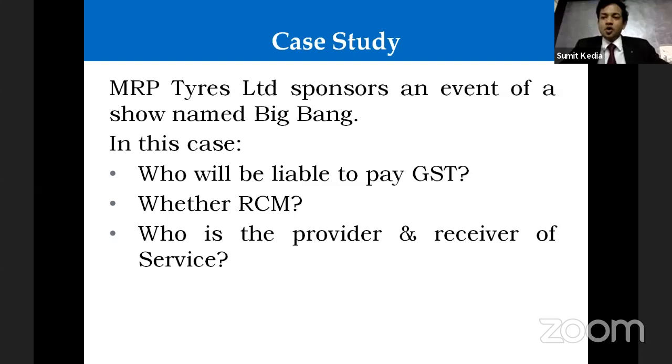If you see here, who makes the payment here? MRP Limited makes payment to Big Bang for sponsorship, right? MRP is sponsoring the event. So MRP will make payment to Big Bang for sponsoring their logo, displaying the logo. So payment is made by MRP Limited. So MRP will be the service provider. Sorry, service recipient. Because I said, right, it takes a second to think. So if you see, service recipient is a person who makes payment. Here, MRP Tires Limited makes payment. So MRP Tires Limited becomes the service recipient, and service provider here is Big Bang.